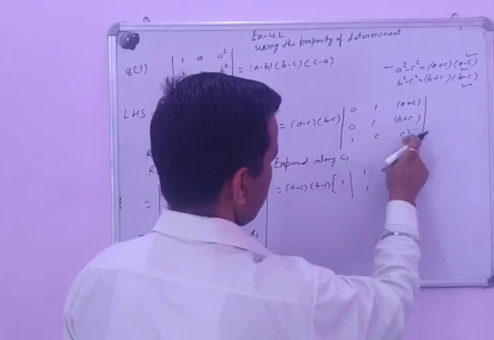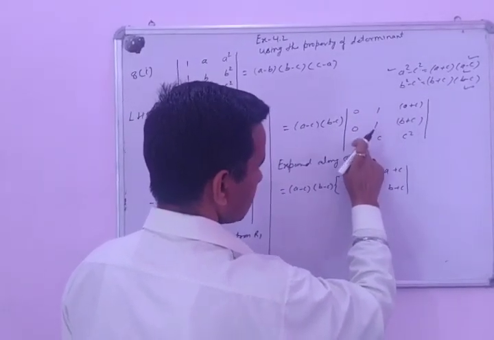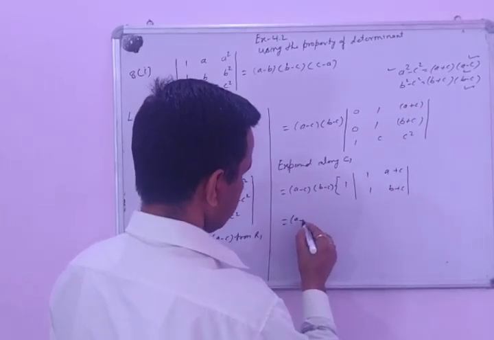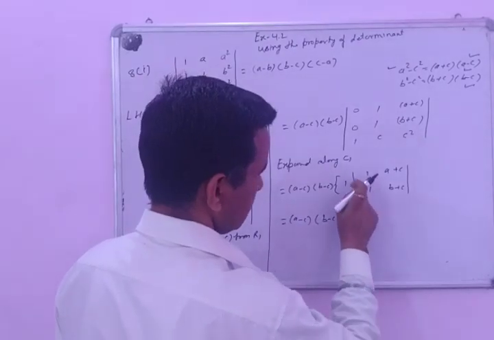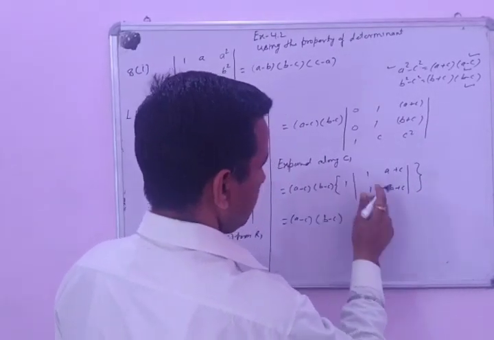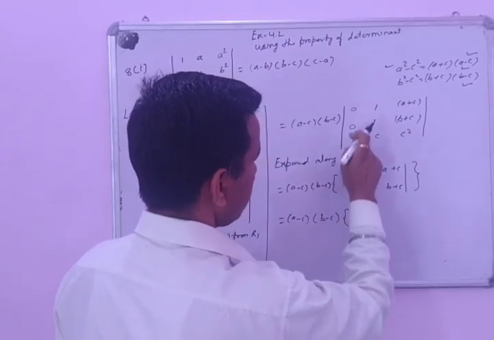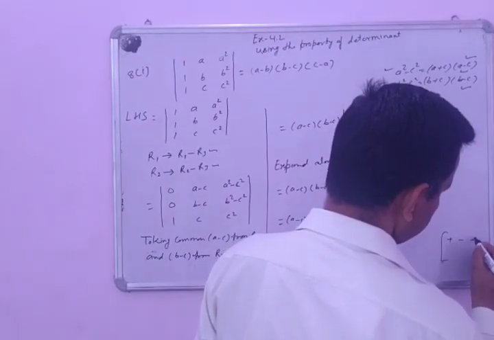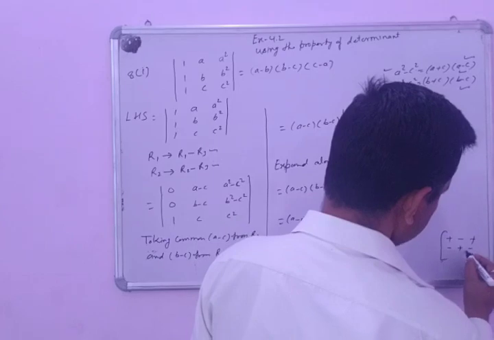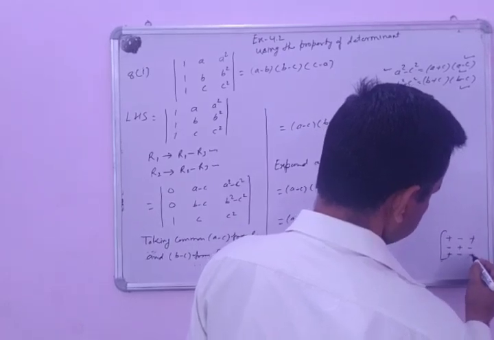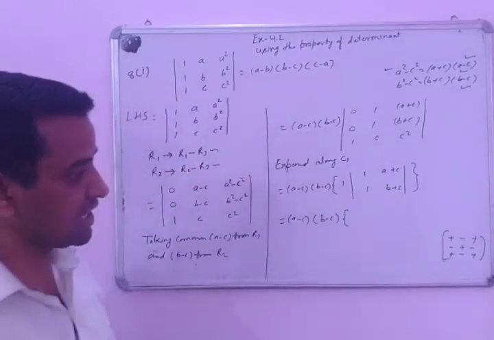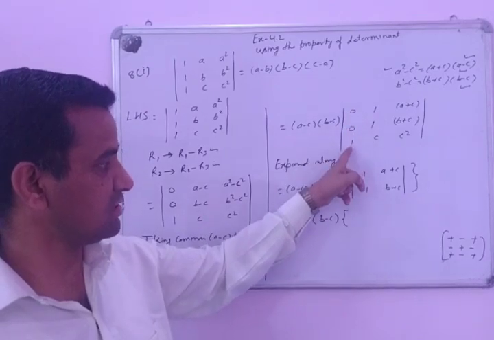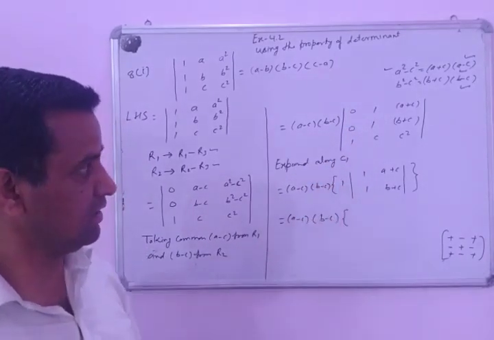According to this way I am expanding along the first column and third row, and what is left I am writing here, then a minus c and b minus c multiplied. Keep this sign table in mind for expanding: plus minus plus, minus plus minus, plus minus plus. I am expanding along C3, plus minus plus. This is the positive position, so I write the positive symbol here.